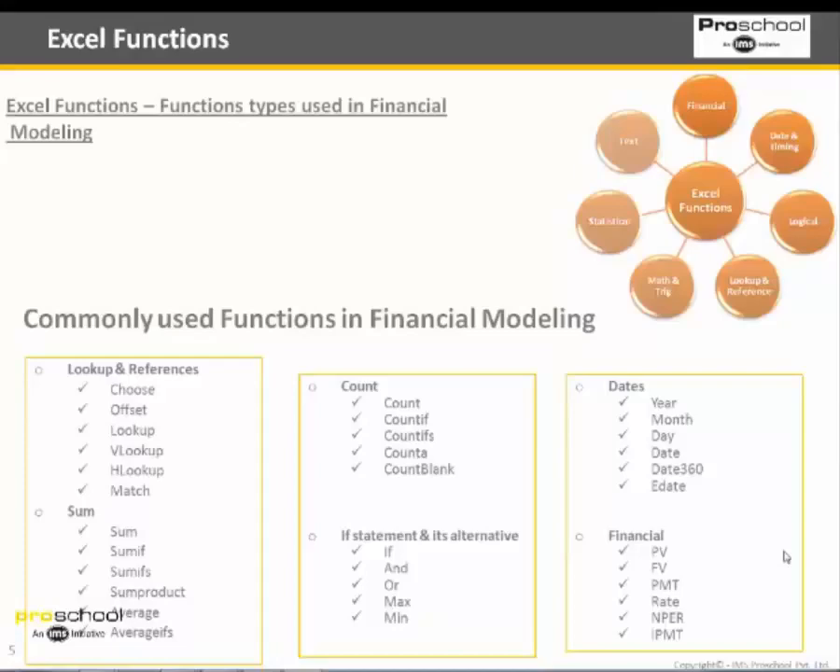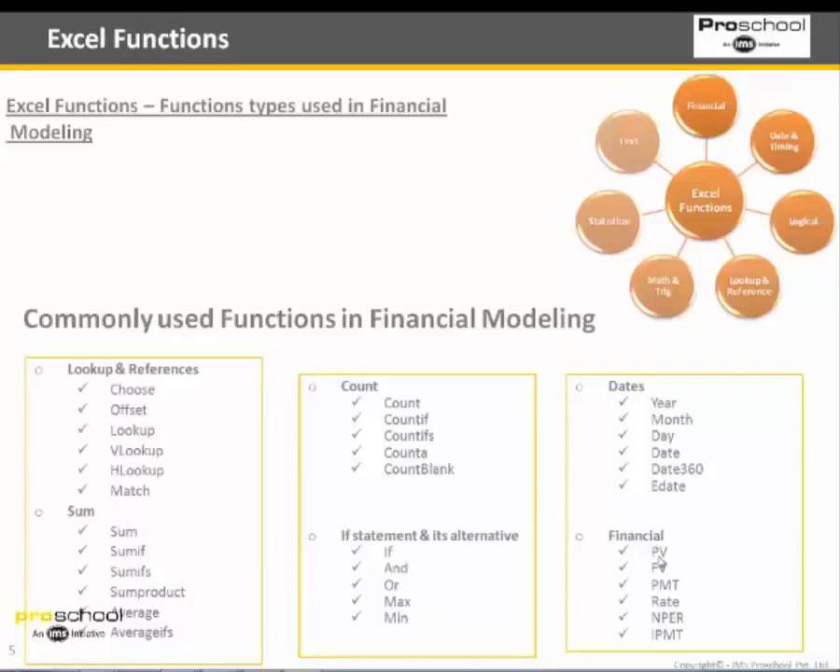The last set of functions that we're going to look at are your financial functions. When we talk of financial functions, we need to understand the concepts of present value, future value, and the other time value of money related concepts. If you want to understand these concepts, you can refer to the videos on time value of money, which you can see separately. Here we are going to see how Excel implements these concepts of the time value of money.